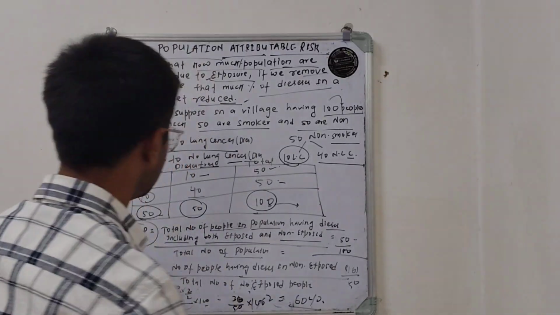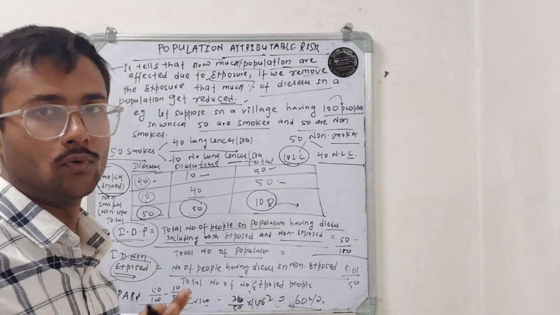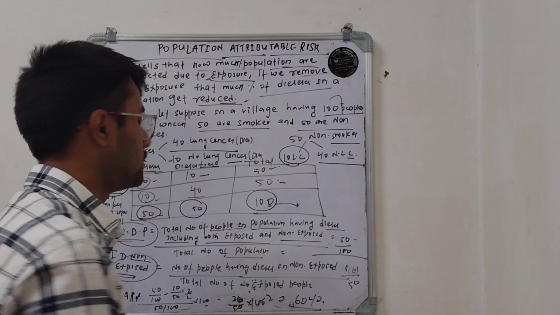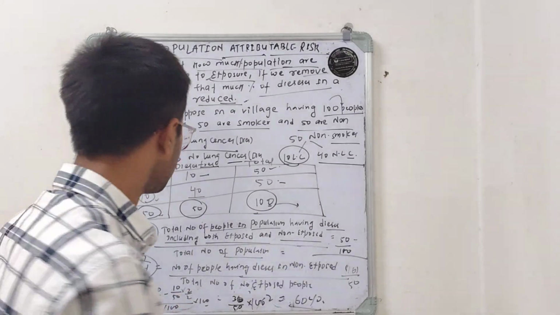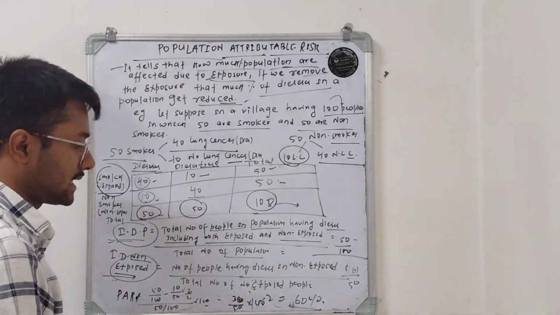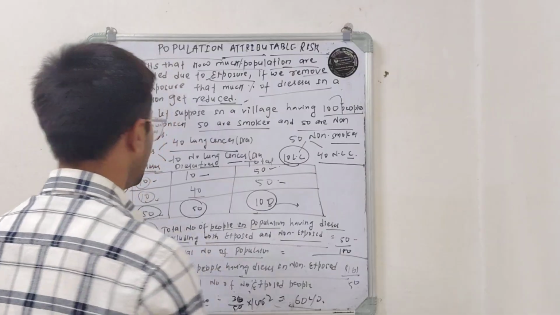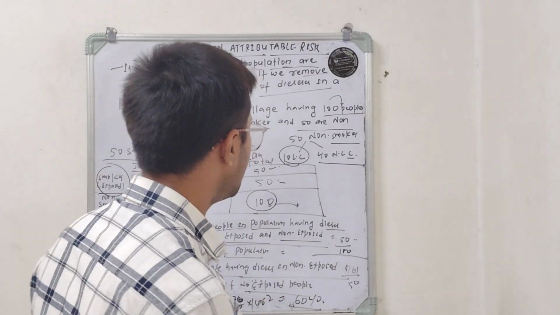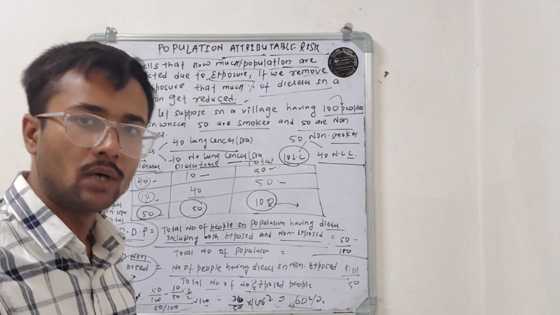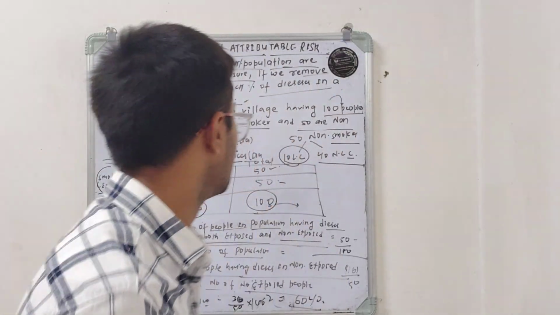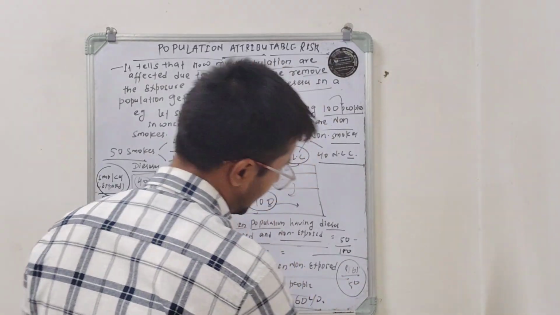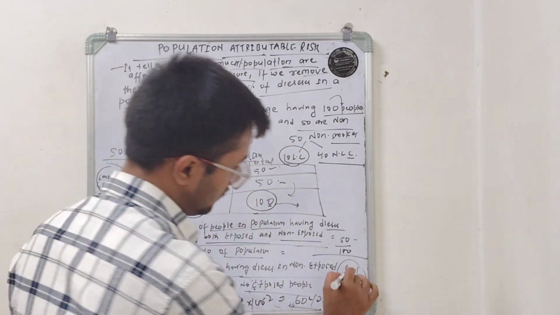So how do we calculate the incidence of disease in non-exposed? We first calculate how many non-exposed people have the disease. There are 10 non-exposed people who are not smokers that develop lung cancer, and the total number of non-exposed people, that means the number of people who are not smoking, is also 50. So on this data we again calculate.